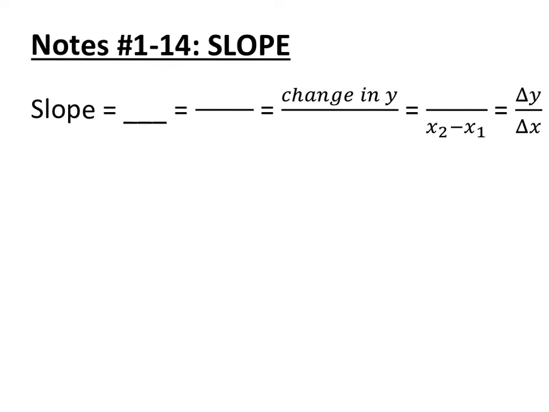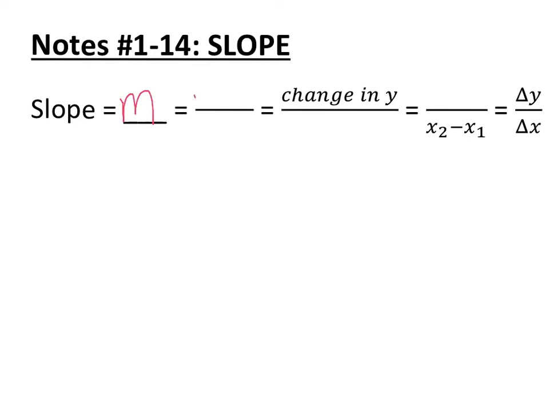Notes numbers 1-14 slope. This evening we're going to be finding the slope given graphs, 2 points, or a table. But before we do that, we've got to take a look back at some of the different things that we've used for slope. If we remember from Algebra 1, we said that slope is m.